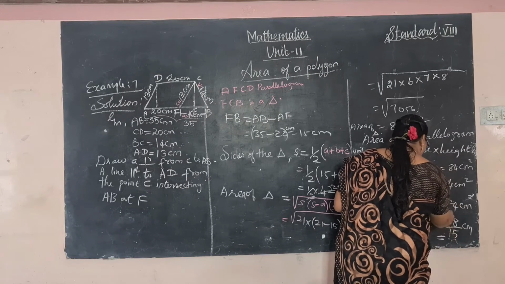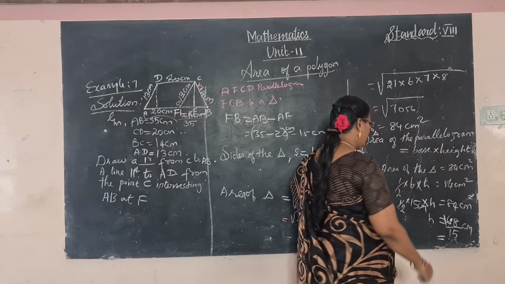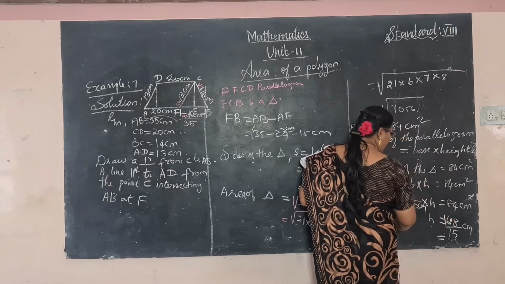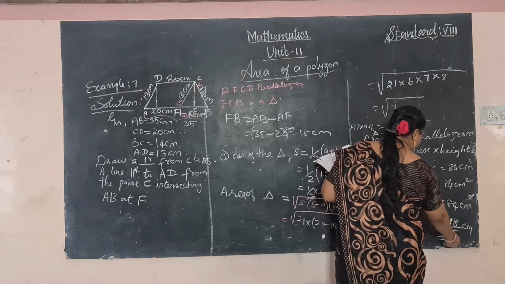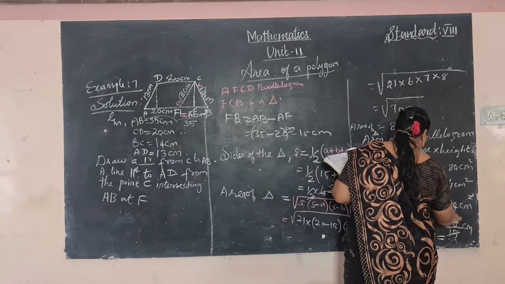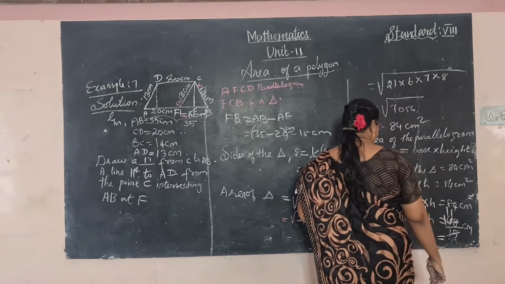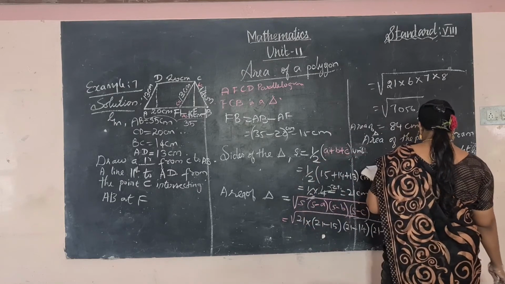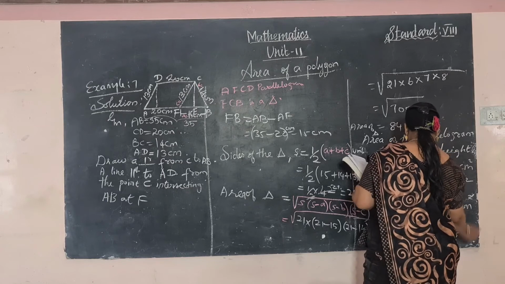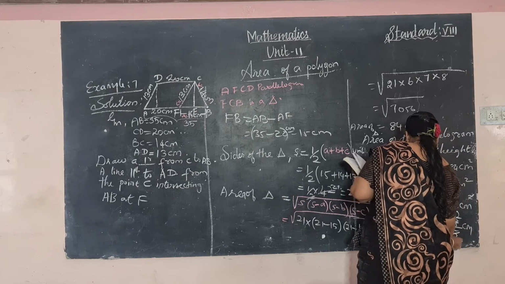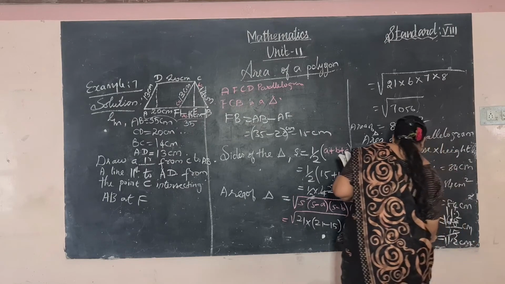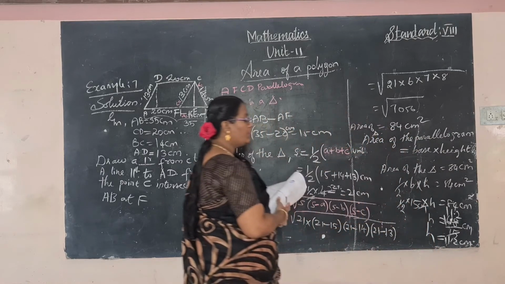168. 2 4s are 8, 8 2s are 16. Okay, it cancels in the 15 table. 1 remaining. 168 is also 1 time, 16 remaining 2. So 11.2 centimeter. So height is equal to 11.2 centimeter.